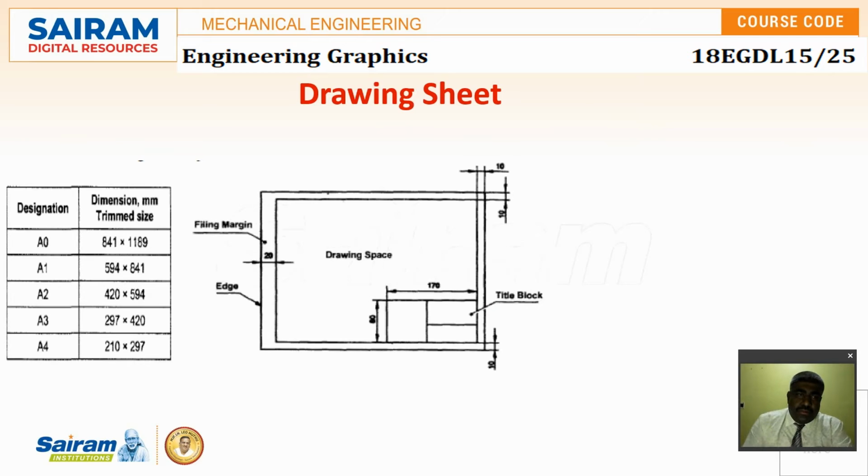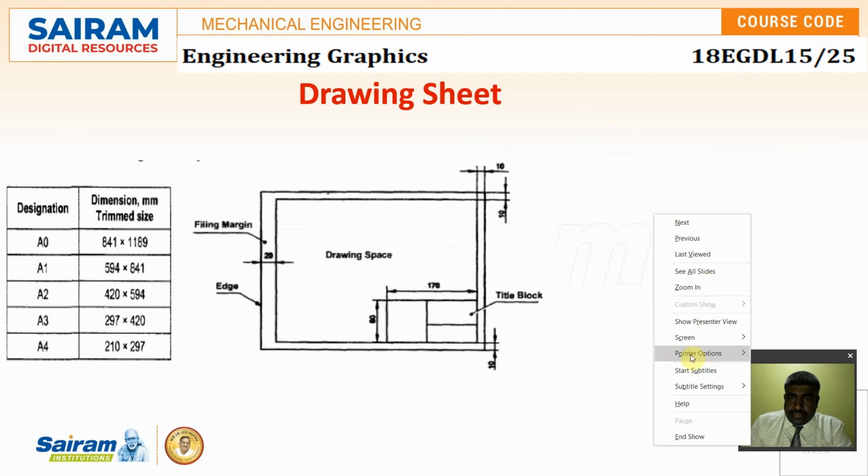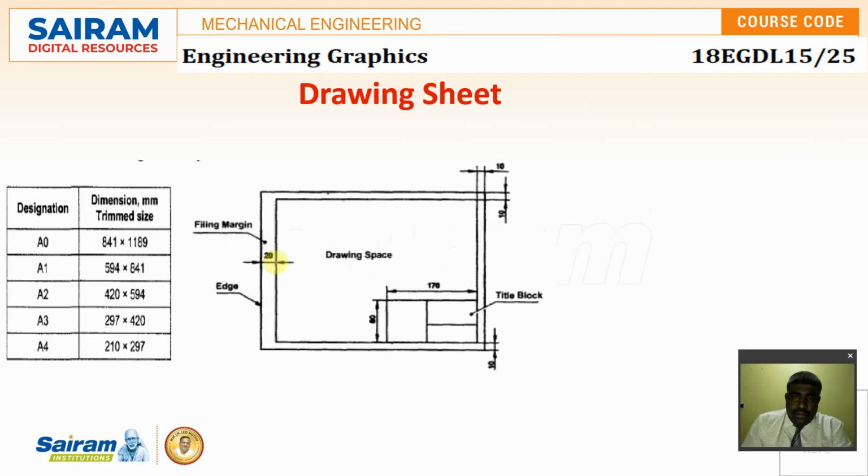Coming to the drawing sheet, the sizes vary from A0 to A4. It starts from 841 by 1189, and this is the drawing sheet. This is the overall sheet, and this is the borderline within which you're going to draw the projections. And this is your title block, which contains the details about the drawing. And this part can be used to represent which angle of projection you have used in your drawing.